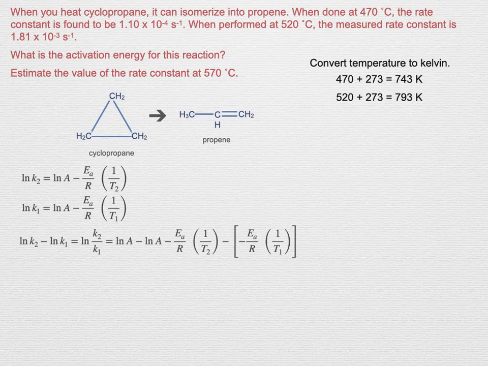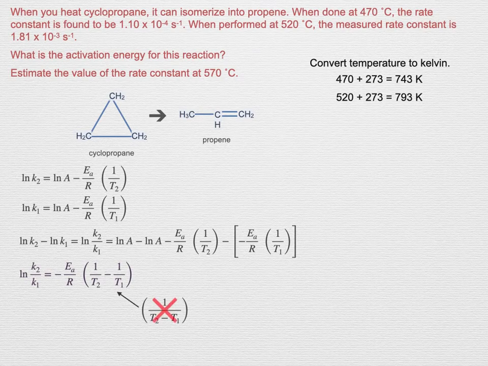Remember that when you subtract logarithms, it is the same as taking the logarithm of the ratio. Notice how the ln A terms cancel out. We are able to factor out the minus Ea over R and collect the 1 over T terms. And here is the equation that we can use. Another arithmetic situation to remember is that 1 over T2 minus 1 over T1 is not the same as 1 over T2 minus T1.